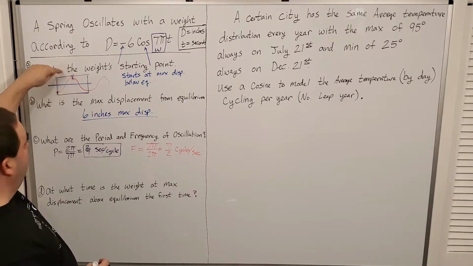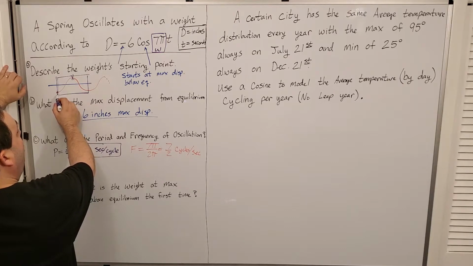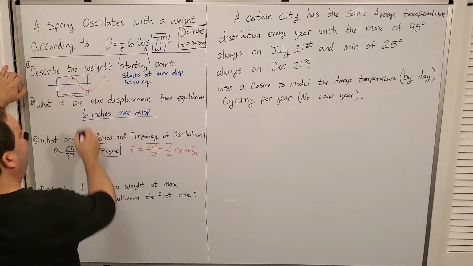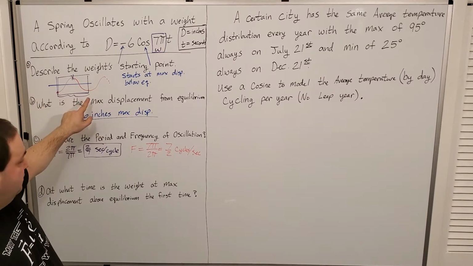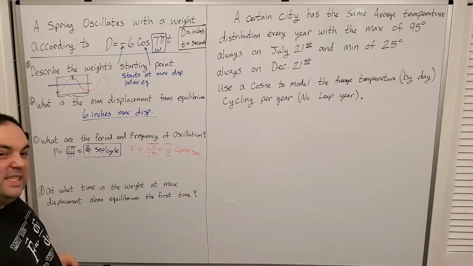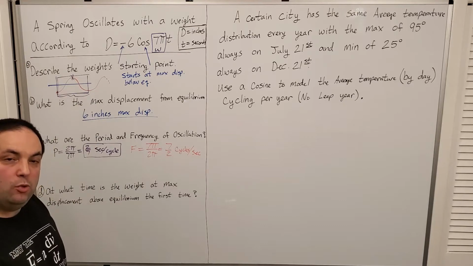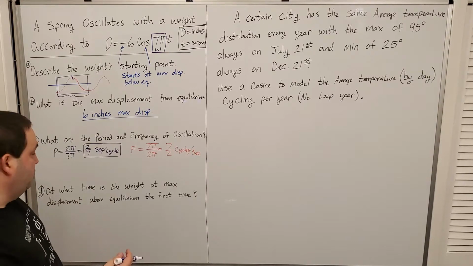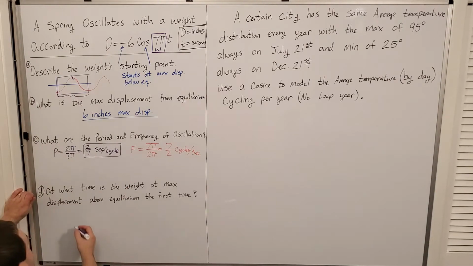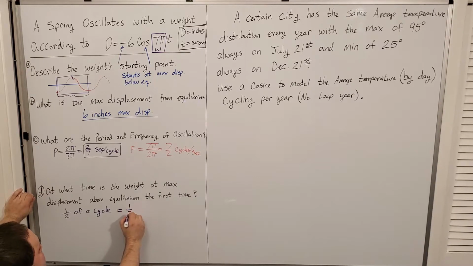When does that happen? Well, one whole cycle is this, right? How long does that cycle take? 2/7 of a second. The high point is exactly halfway through a cycle. It's going to take 1/2 of a cycle. 1/7 seconds.